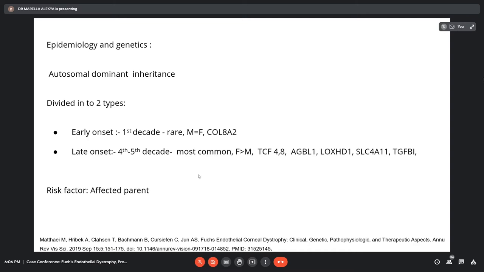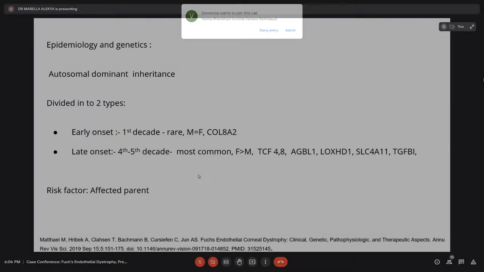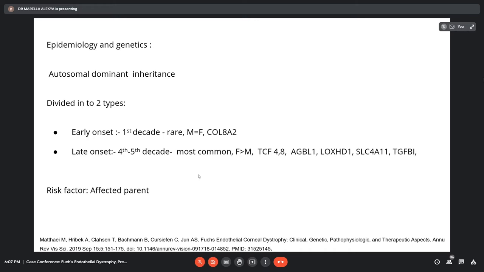The most common genes involved are transcription factor 4, AGBL1 gene, LOXHD1 gene, SLC4A11, and transforming growth factor beta-induced protein. Affected parent is the only risk factor for this disease. And Fuchs is associated with many systemic and ocular diseases like cardiovascular diseases, myotonic dystrophy, axial hypermetropia, shallow anterior chamber, etc. Before going to pathology, let's see the normal physiology of endothelium.